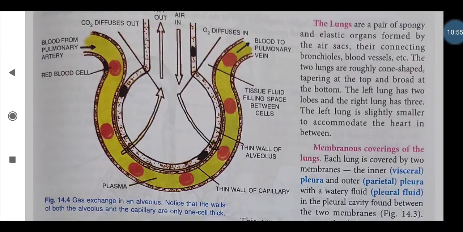Now, we know that the lungs are a pair of spongy and elastic organs formed by the air sacs, that is alveoli, the connecting bronchioles and blood vessels. The two lungs are roughly cone-shaped, tapering at the top and broad at the bottom. The left lung has two lobes and the right lung has three. The left lung is slightly smaller because it has to accommodate the heart.